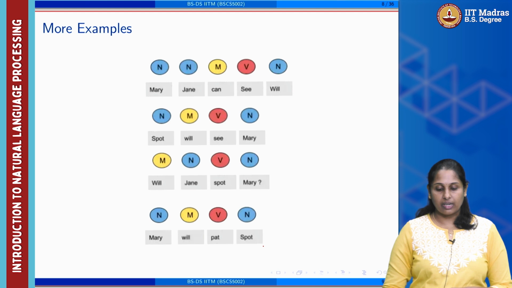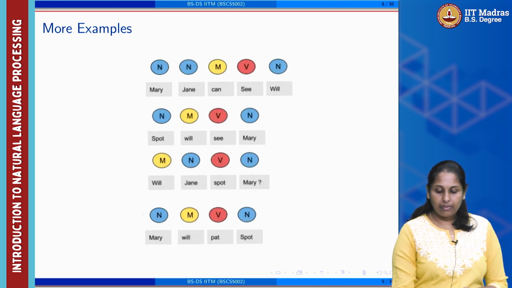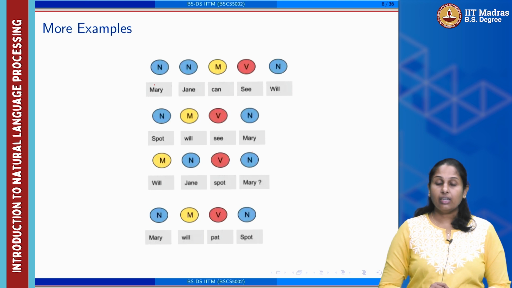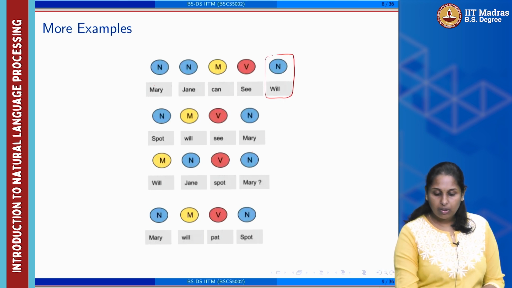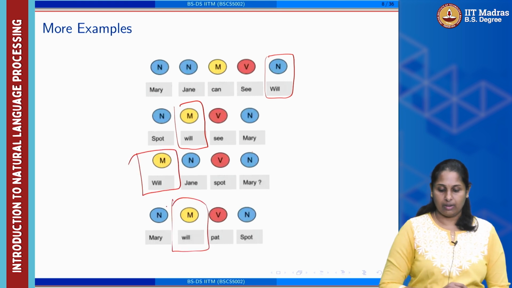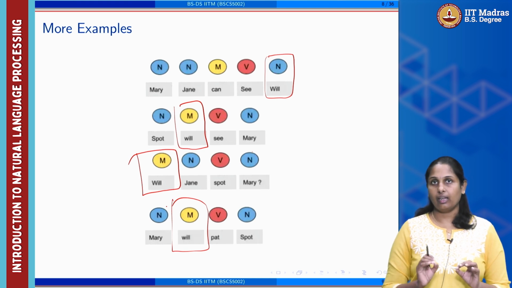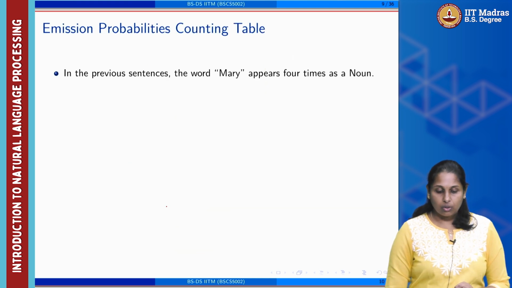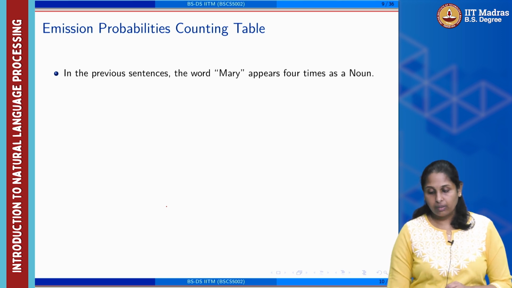Now in this particular example, you could see Mary is being used in multiple places but with a category called N, right? And also we have seen will is used as a noun in one place, will is used as a modal verb in another place, and also a modal verb in another place, and in another place as well, right? So now you could see there is a difference in the category identification, right? So now in the previous example, as we said, Mary appears 4 times as a noun.